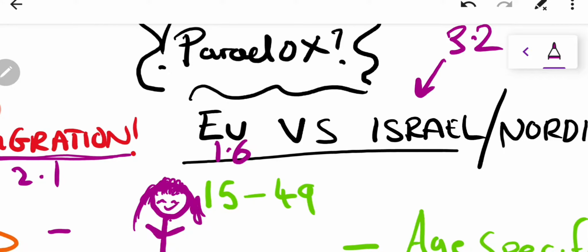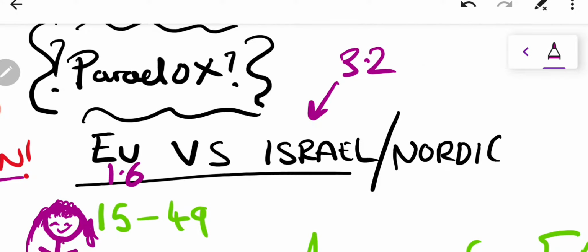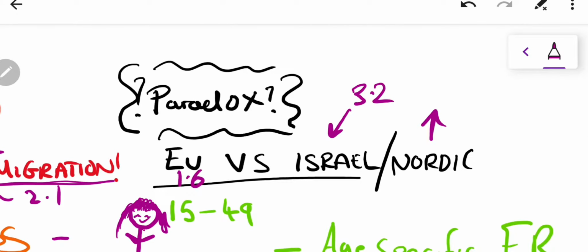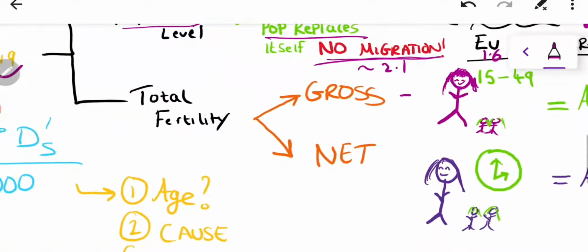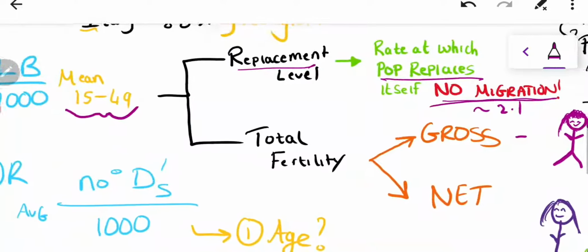Yeah, so the EU is quite low, and Israel and the Nordic countries are quite high, and they're not really religious. So that's a paradox there. So that's replacement. Now total fertility.